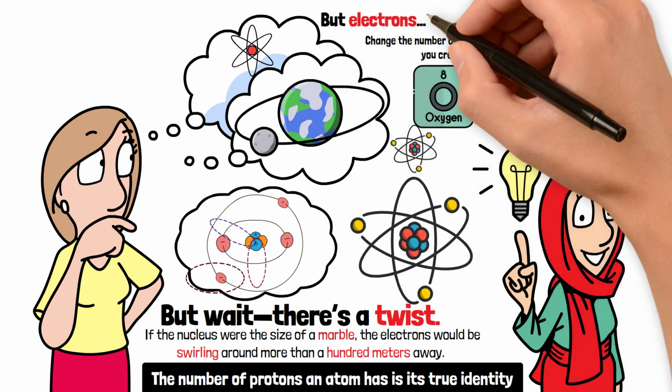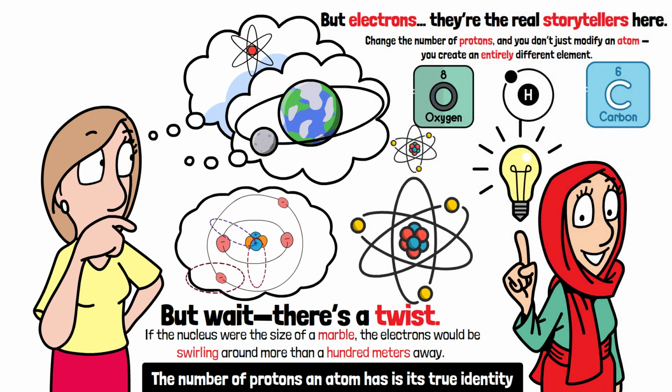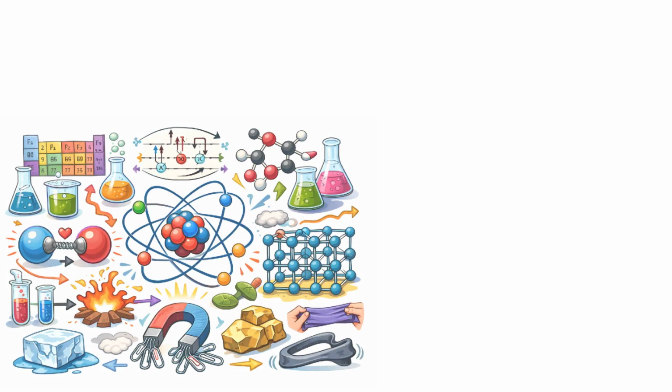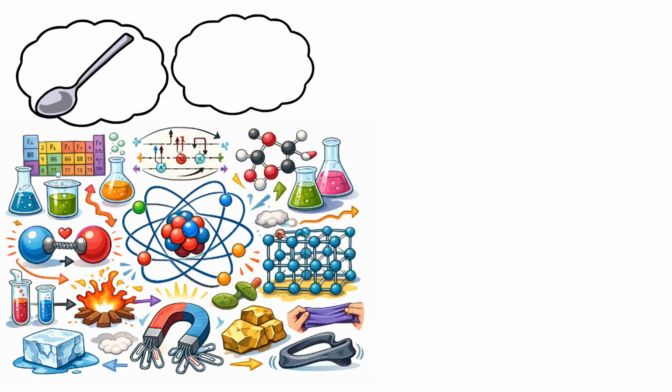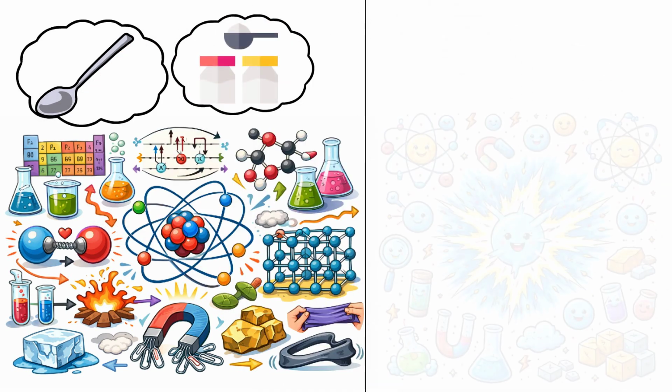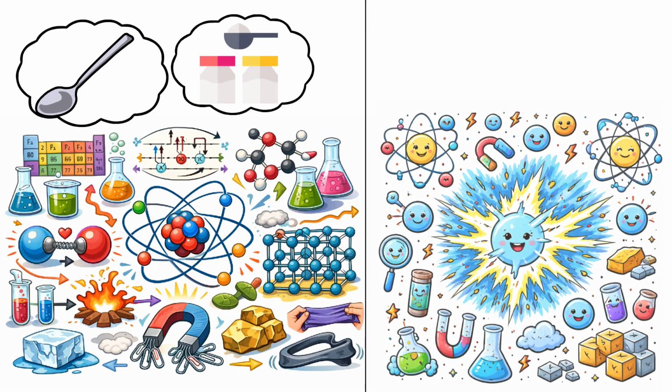But electrons, they're the real storytellers here. They decide how atoms behave, how they bond, how they react, and why materials act the way they do. The shine of a metal spoon, the dissolving of salt in water, the spark of electricity. Almost every property of matter comes from the movement and behavior of electrons.